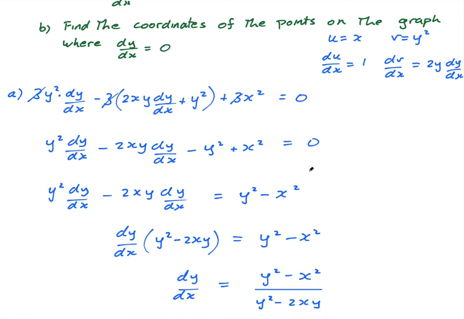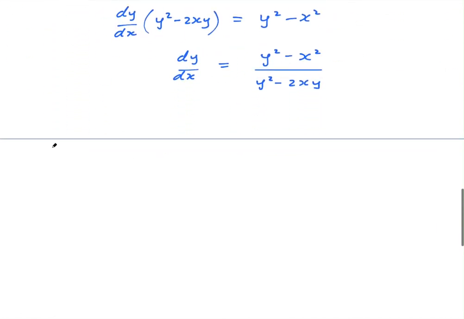But I could either do that, or now that I have dy/dx, I can just do this as well. It says find the coordinates of the points on the graph where dy/dx equals 0. So let's do part B. dy/dx equals 0. That means the numerator, y squared minus x squared, has to equal 0. That means y squared equals x squared, and then y is equal to the square root of x squared, which is either plus or minus x.